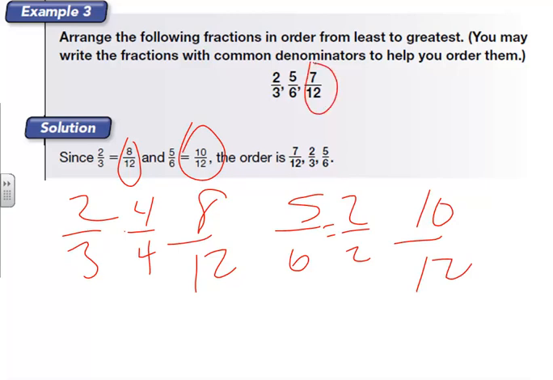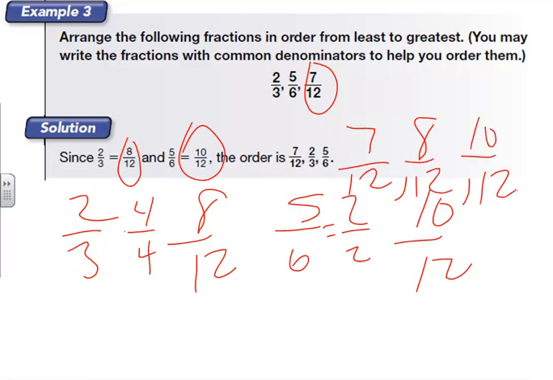Now all we have to do is put them in order. 7/12 is the smallest, then 8/12, and then 10/12. So our order then, they didn't ask us to order them this way here. Our 7/12 comes first. Our 8/12 was our 2/3, so it comes second, and our 10/12 was our 5/6, so it comes last. Ordering them is a little bit tricky. You've got to remember which one's which.